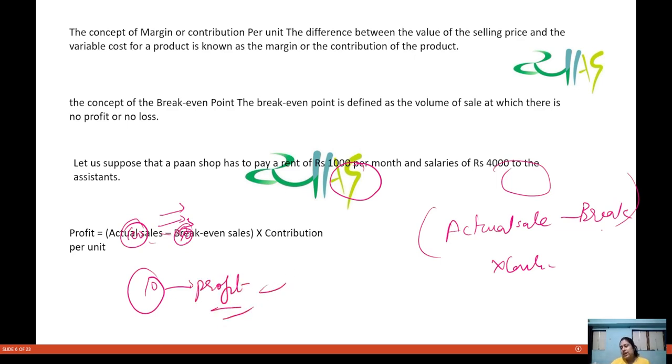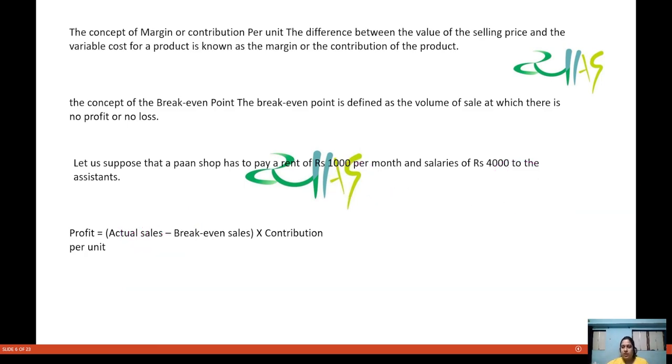Okay, that means only 10 items is going to contribute to my actual profit. Now beyond this 90, whatever they are producing, that is my profit. Okay, so I hope everybody is clear with this thing.